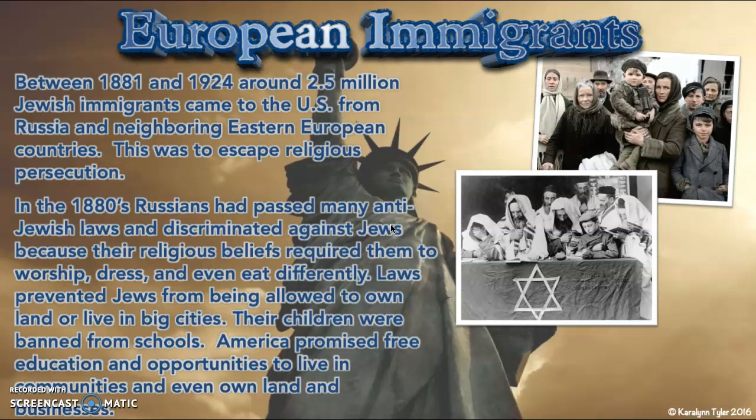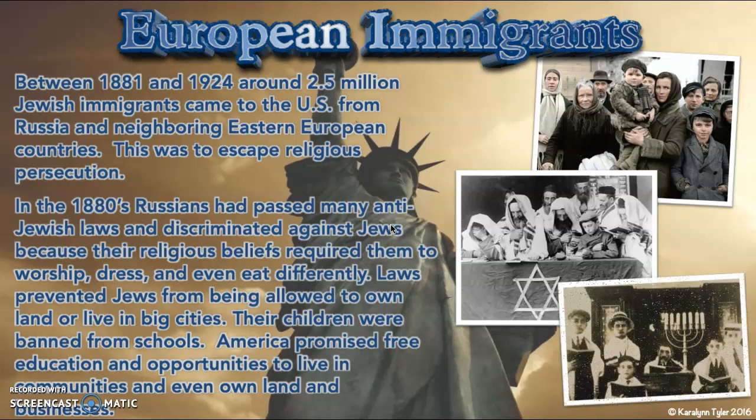They have dietary laws about what you can and cannot eat together in the same meal. Laws prevented Jews from being allowed to own land or live in big cities. Their children were banned from going to the public schools in Russia. America promised free education and opportunities to live in communities and even own land and businesses here. So it was a big pull factor for Jewish immigrants coming from Eastern Europe, like Russia and such.